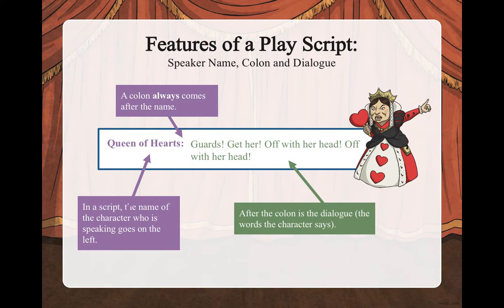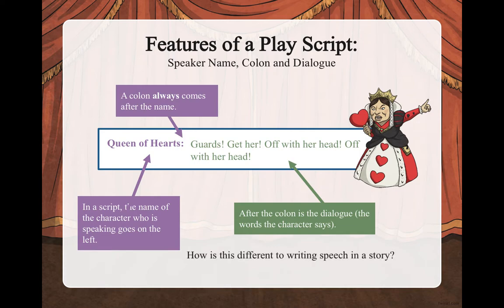Dialogue is what people say. Okay, it's the words the character says. So that's very simple to follow. And this character here does not look terribly happy, especially when you look at the words that she's saying. Guards, get her! Off with her head! Off with her head! Doesn't sound to be a very friendly character.